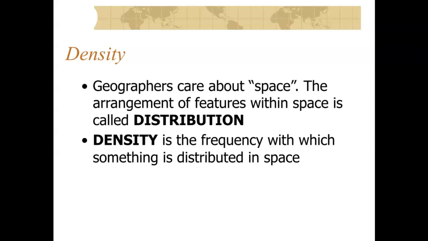And if you ever look at a map, or if you go on Google Maps and do satellite view of your neighborhood, you can see how many houses are in your neighborhood. The area that the map covers is space. The houses in that space are distribution, and how many houses in that space is the density, or the frequency with which the houses are distributed in that space.